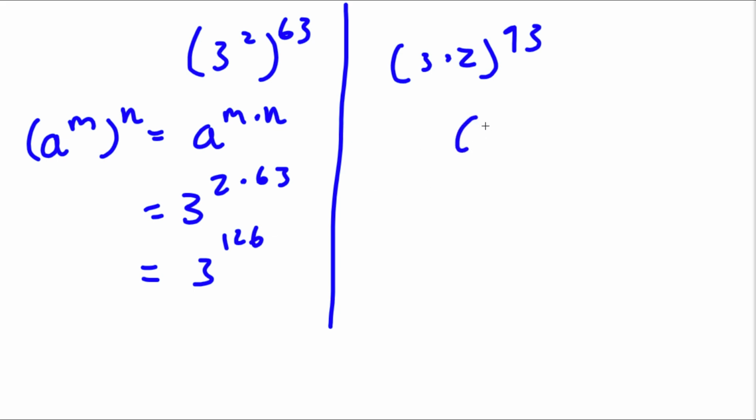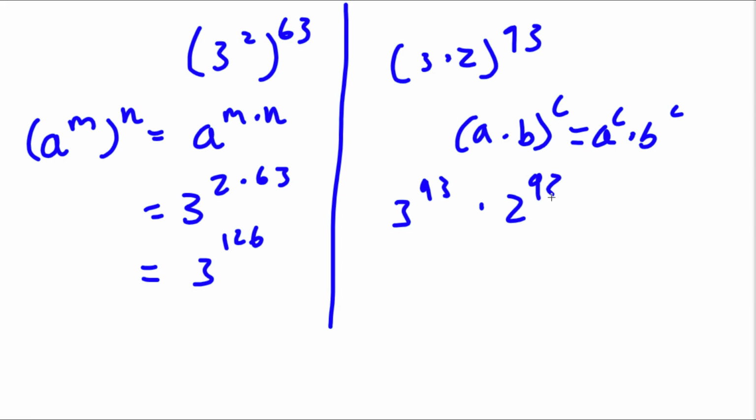Now if I have something in the form a times b to the power of c, this is equal to a to the power of c times b to the power of c. So 3 times 2 to the power of 93, that's going to equal 3 to the power of 93 times 2 to the power of 93.